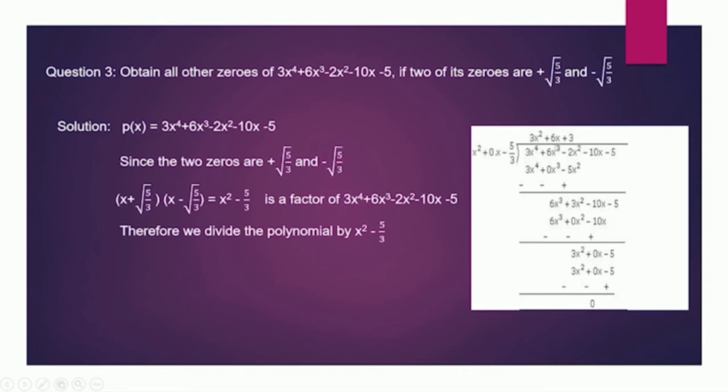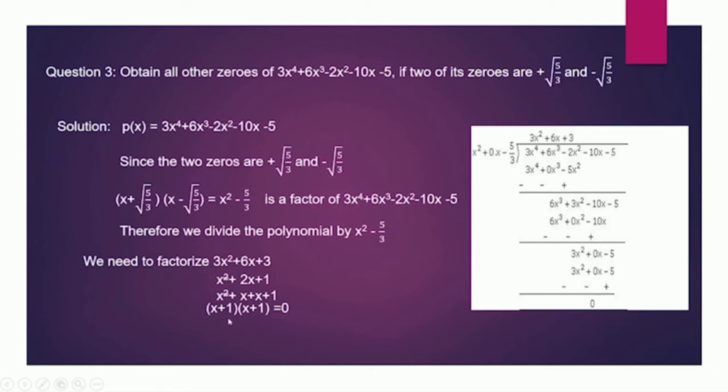Now we need to factorize this 3x square plus 6x plus 3. This can be simplified as x square plus 2x plus 1 by dividing the whole term by 3. The new quadratic polynomial we have got is x square plus 2x plus 1, and we need to factorize this. We are splitting and we will get x square plus x plus x plus 1. This 2x we have split into x plus x. After splitting this, we get x plus 1 into x plus 1, which is equal to 0.